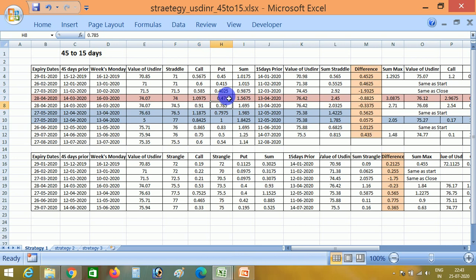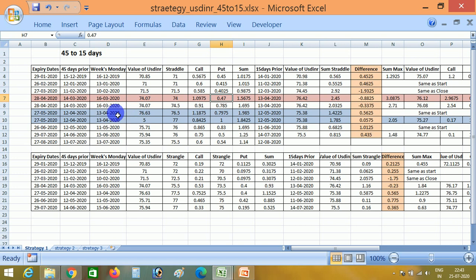So we will sell the 74.5 straddle, because the values of put and call, 78 and 91, do not have much difference. So we are using the 74.5 straddle. That's why I marked the 74 straddle in color, to tell you that this is not the straddle we are going to sell on 16th March if we are continuing this strategy.